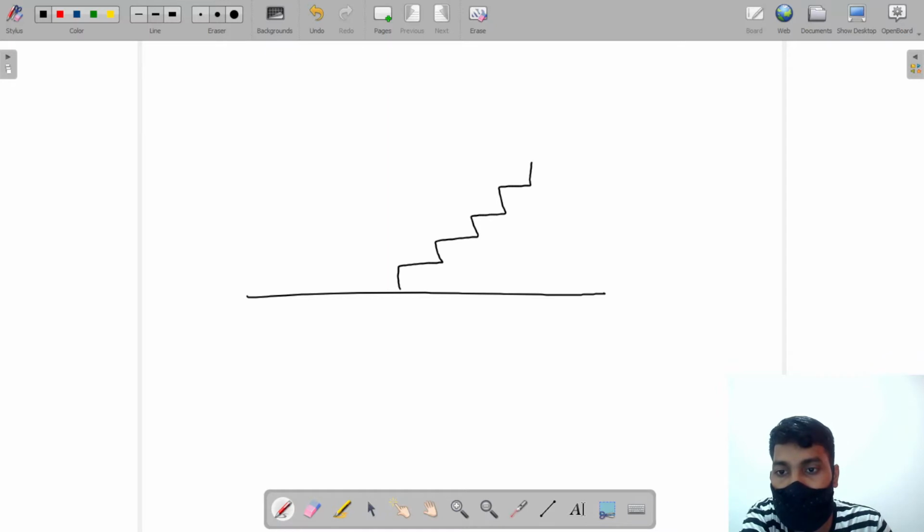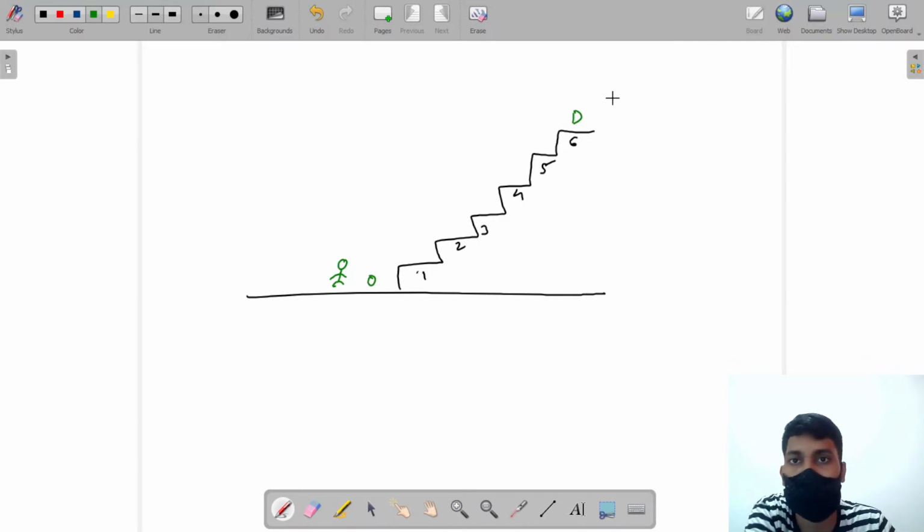It was given that there are some stairs like this: 0, 0. This is the first stair, second stair, third stair, fourth stair, fifth stair, and sixth stair. In the previous question, we were standing at the ground floor, that is the 0th stair, and this was our destination, and we had to reach from 0 to the destination. But now in this question, what is the change?